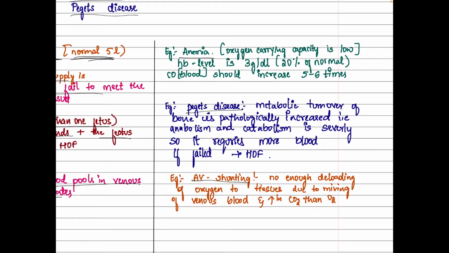In anemia, the hemoglobin level will be low. That is, the oxygen carried by the hemoglobin will be decreased. Normally it will be about 15 gram per dl, but it is now 3 gram per dl.